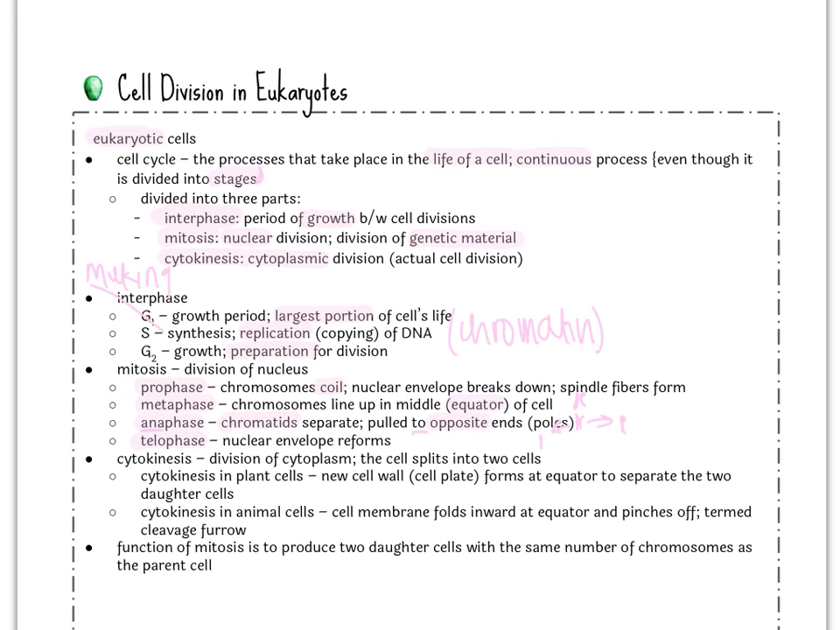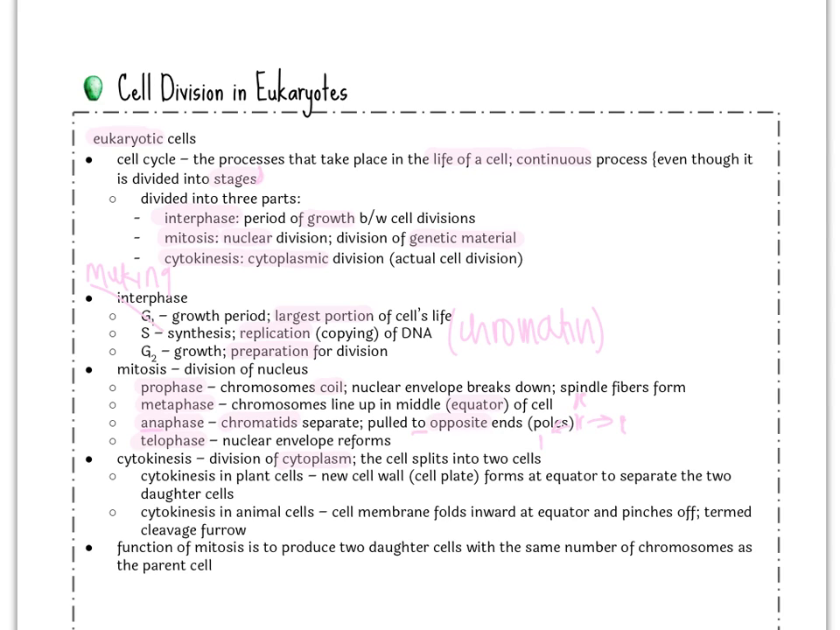And then, very quickly after that, cytokinesis happens. And cytokinesis is the division of the cytoplasm. And this is actually when the cell splits into two. So if I were to ask you, what's the process of a cell splitting into two? You would not tell me mitosis, you would tell me cytokinesis. Okay?